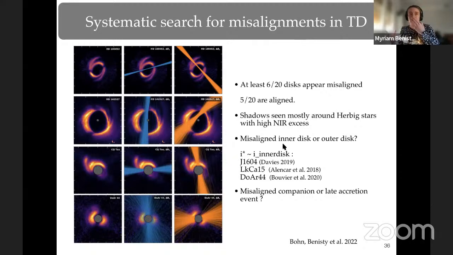One interesting question is whether it's the inner or the outer disk that is misaligned. If it's the inner disk, you could see that it's a planet that is misaligned and is basically dragging along the inner disk. Or if it's the outer disk, then it would be a late accretion impulse, so basically another cloud that is orbiting, from which the star will accrete the disk with a different angular momentum vector, and that will lead to a different inclination.